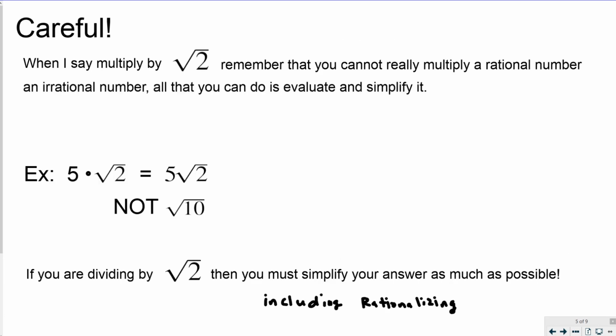So, be careful. When I say multiply by the square root of 2, remember that you cannot really multiply a rational number by an irrational number. So all you can do is evaluate and simplify it. Example, 5 times the square root of 2 is 5 times the square root of 2, not the square root of 10. You cannot combine them in any way, shape, or form. If you are dividing by the square root of 2, you must simplify your answer as much as possible. And this includes rationalizing the denominator if it is necessary, because remember that you cannot have a radical number in the denominator.